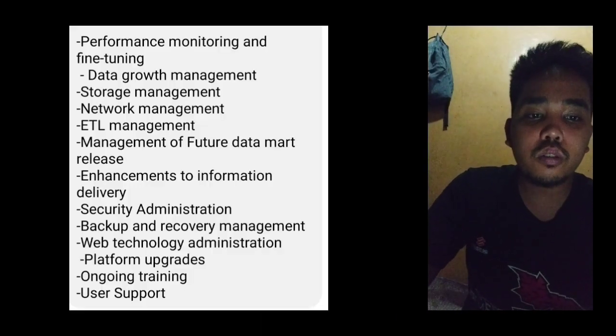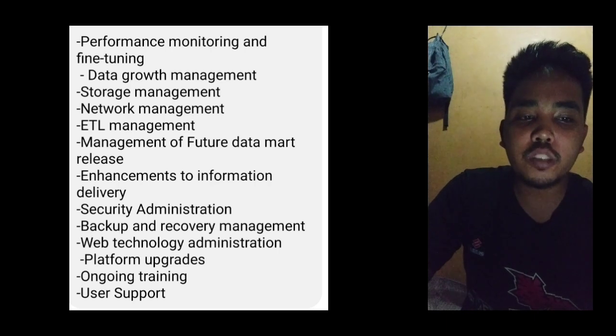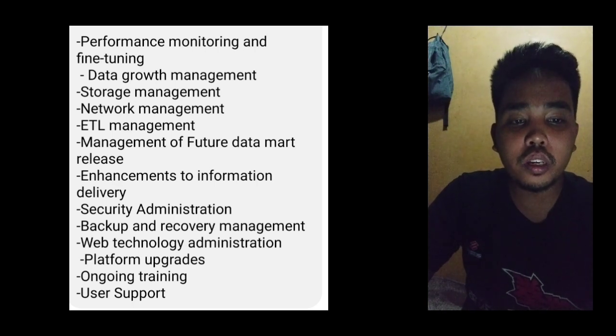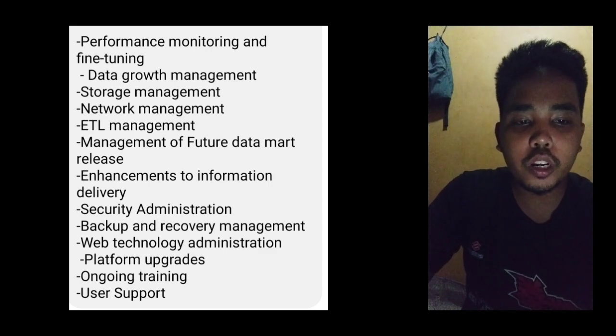In this section, let us consider a few important aspects of data warehouse management. Post-deployment administration covers the following areas: performance monitoring and fine-tuning, data growth management, storage management, network management, ETL management, management of future data mart releases, enhancements to information delivery, security administration, backup and recovery management, web technology administration, platform upgrades, ongoing training, and user support.